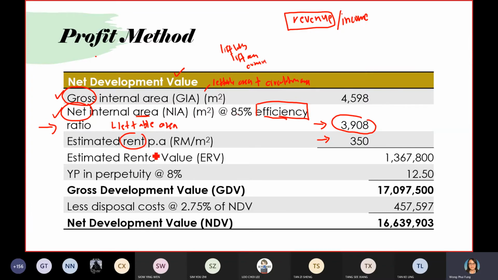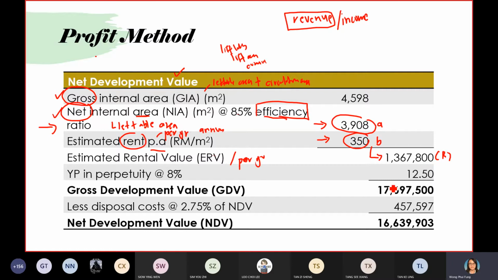So the first thing is you have to know the rental per annum, per year, not per month. Say for example, the rental per annum is 350. So you multiply A times B, you get this one. This is what we call estimated rental value, ERV per year. So that is the income, the revenue that you are going to receive per year.